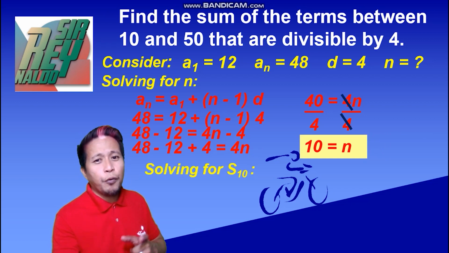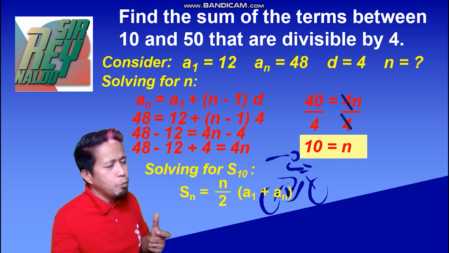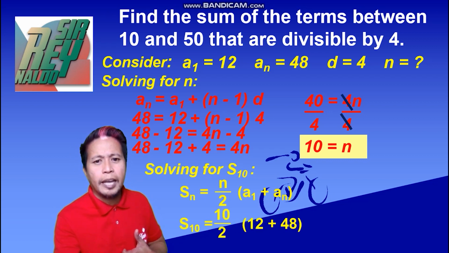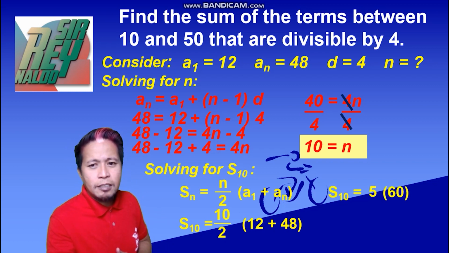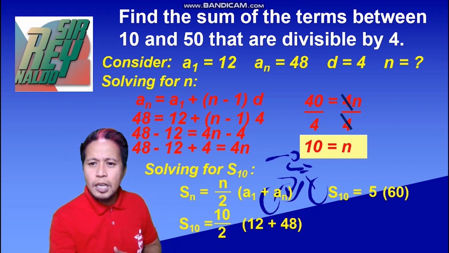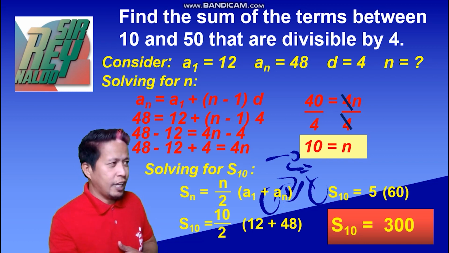And solving for S sub 10, we have S sub n is equal to n over 2 multiplied by a sub 1 plus a sub n. Substitution again, 10 over 2 multiplied by 12 plus 48. And 10 over 2 is equal to 5. 12 plus 48 is equal to 60. And so we have that S sub 10 is equal to 300.